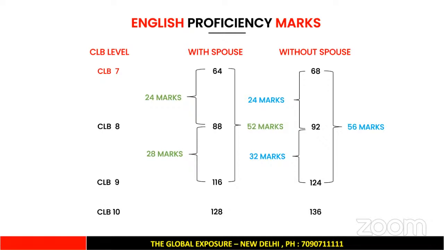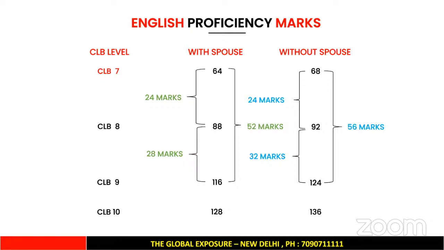28 and then 196 without spouse. But our target is not to get CLB 10. Our target is to get CLB 9, which is 116 with spouse and 124 without spouse, which is going to give you a good hike and is the desired score.